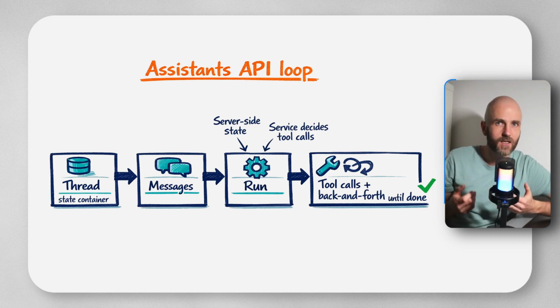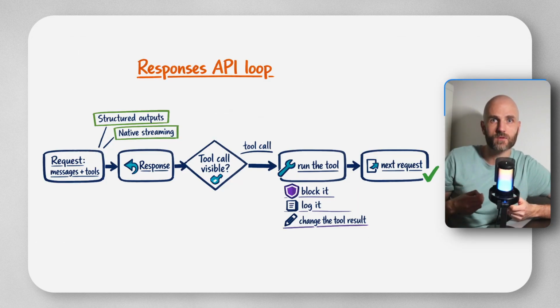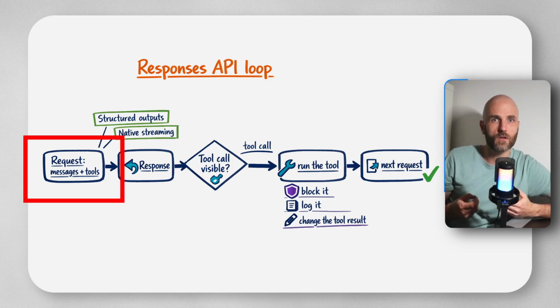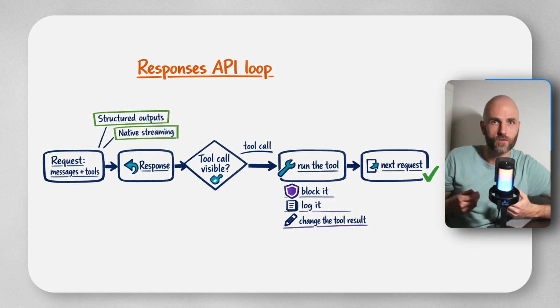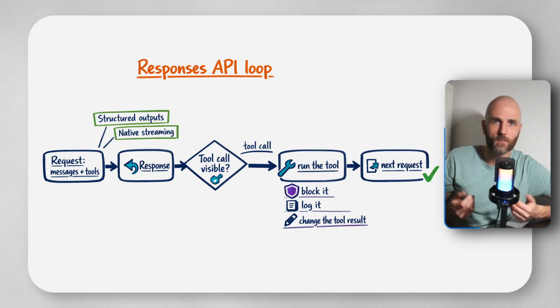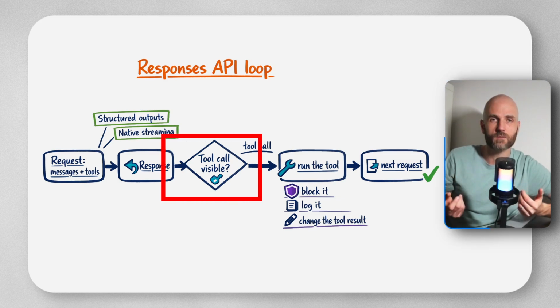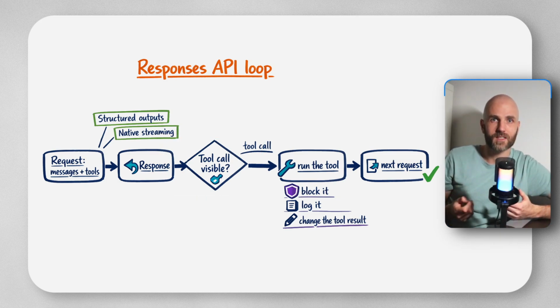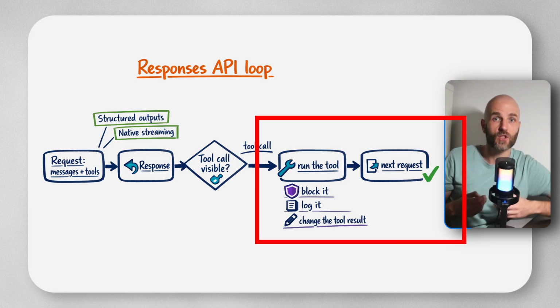If I want to see exactly which tool call happened and when, or I want to change how I handle tool results, I'm fighting the abstraction. Now compare that to the Responses API style. Here I send one request with the messages I want it to consider and the tools it's allowed to use. I get one response back, it's stateless, so the contract is simple. And if the model wants to call a tool, I see it right there in the response. Then I can run the tool myself, I can block it, I can log it, I can even change the tool result before I send the next request.